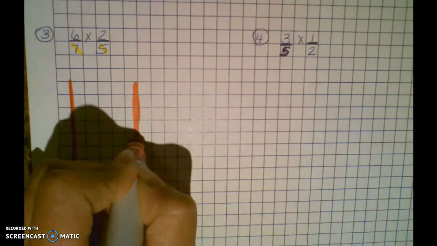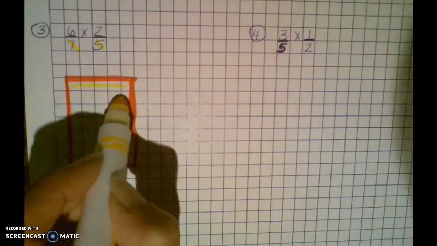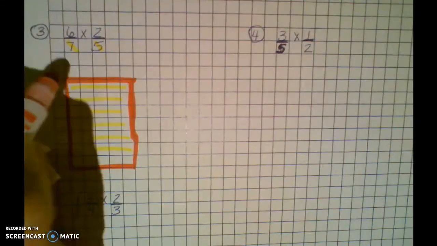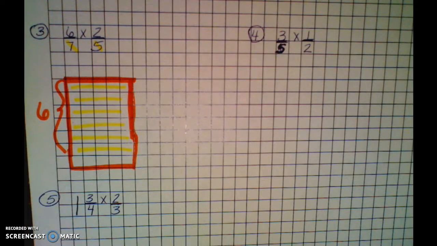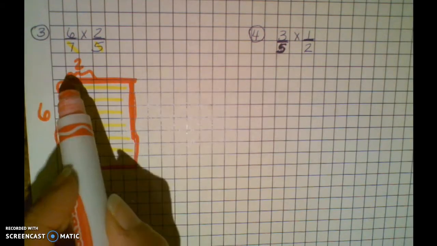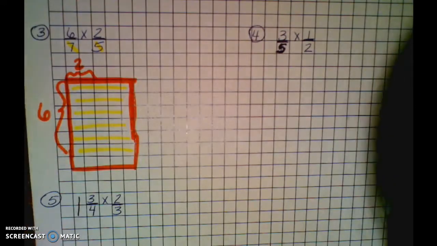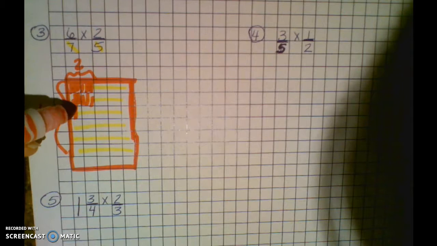Okay. So I'm looking at this and I need to take 6 sevenths, or 6 out of 7 for each of my columns of 7. So here we go. I'm going to take 1, 2, 3, 4, 5, 6 rows out of 7. And that will represent my 6 sevenths. Now of that, I need to take only 2 out of the 1, 2, 3, 4, 5 columns. So I'm going to take 2 from each row.